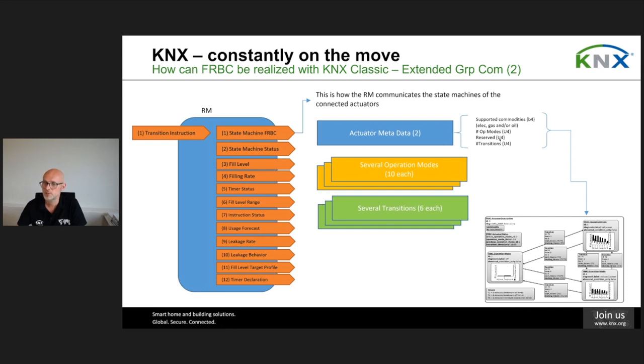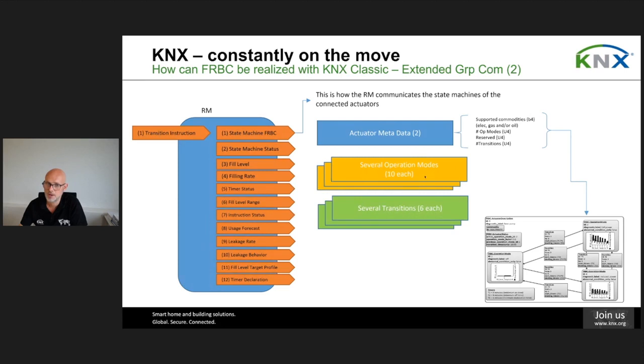There are a number of reserved bits, and also you want to inform about how many transitions there are between the different operation modes. Here you can see in this particular example, there are 6 transitions. And after that, the different operation modes are communicated. And after that, in the same data point, the several transitions are communicated. The operation modes will have 10 bytes each, and the transitions will have 6 bytes each.